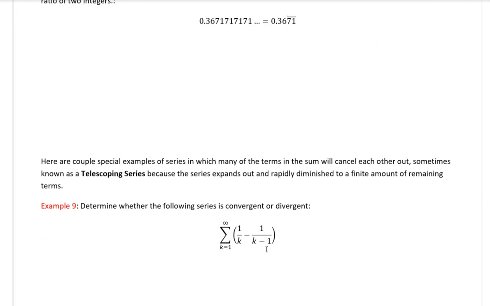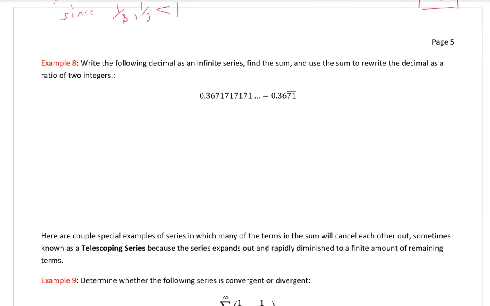Now, I have a couple other examples here, and these examples are going to show something a little bit different. They're still going to do geometric series, but in a different way. Here, we have a decimal, 0.3671717171, or 0.3671 repeated, so 71 is repeated. And what we're going to do is write it as an infinite series, find the sum of it, and use that to rewrite the decimal as a ratio of two integers.